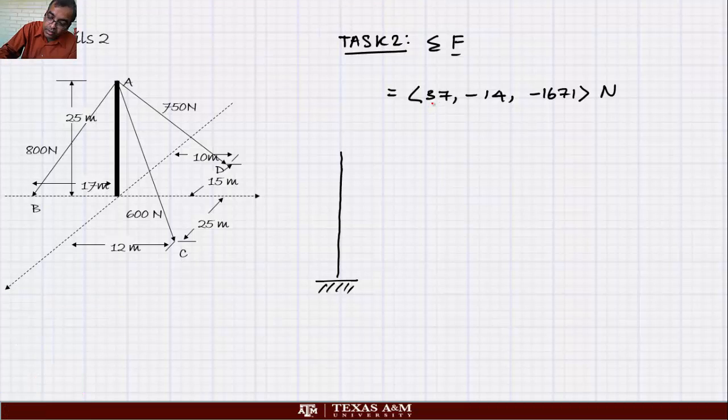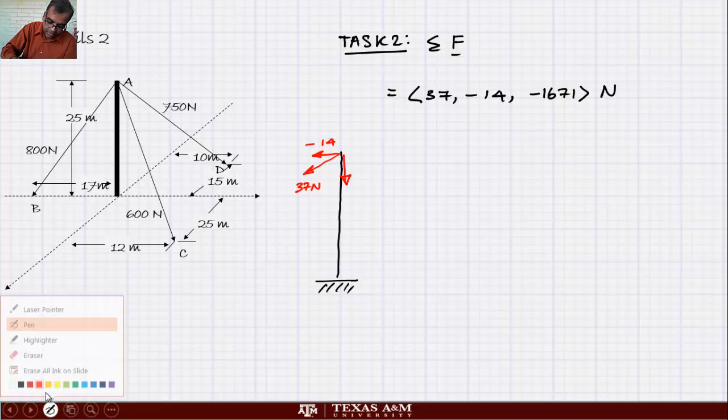Okay, the X force is 37. So I'm going to draw something like that. That is 37 newtons. And then Y force is minus 14. So remember, that's half of that. So that's minus 14. And then Z force is minus 1671. And this is going to be, I'm going to draw it roughly to scale so that you can see what happens here.